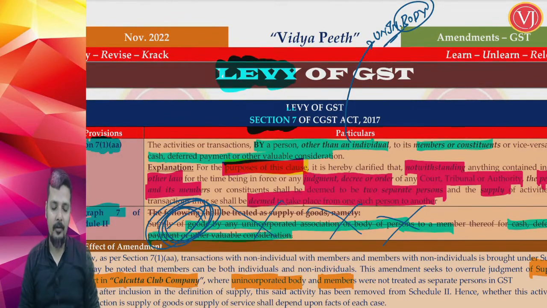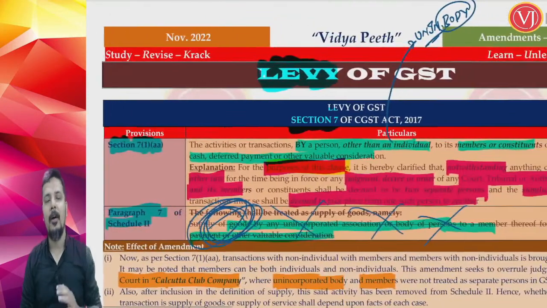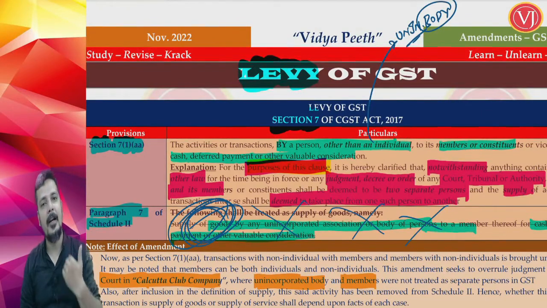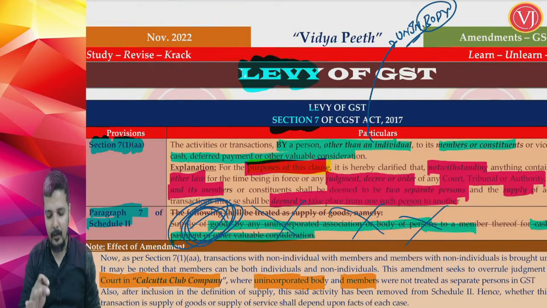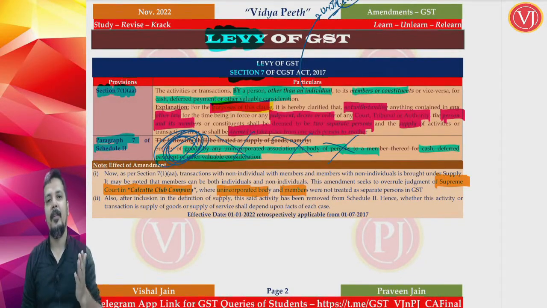To avoid that confusion, they have removed or omitted para 7 of Schedule 2 itself, because when there is supply of goods between an unincorporated body and members, it will be treated as supply of goods. When there is supply of services between an unincorporated body and its members, it will be treated as supply of services. So para 7 was no more warranted, therefore the same has been removed. So this was all about the amendment in your supply definition, section 7 subsection 1 clause (aa), read along with Schedule 2 para 7.